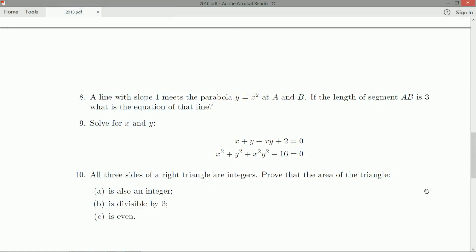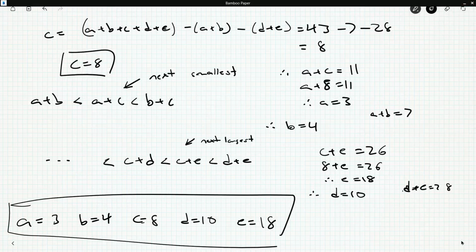All right. A line with slope 1 meets the parabola y equals x squared at A and B. If the length of segment AB is 3, what is the equation of that line? All right, well, let's draw ourselves a bit of a picture.